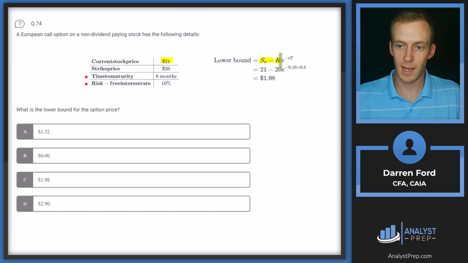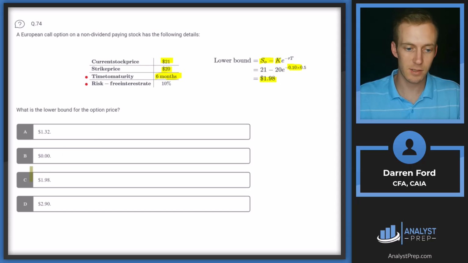So our K is the strike, which is going to be 20. And then we're going to discount that back using the continuously compounding variable at minus R, since we're discounting. So our R will be 0.1. And then since we're looking at 6 months to maturity, we're going to multiply that R by 0.5. And when we do that, we get $1.98, which corresponds with answer C.